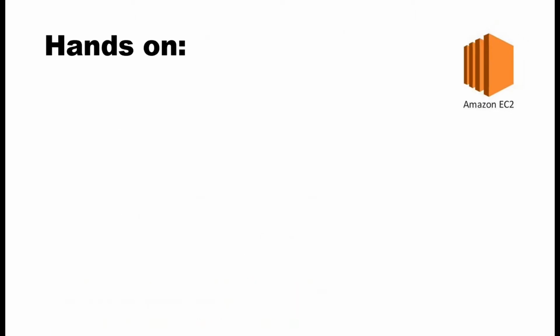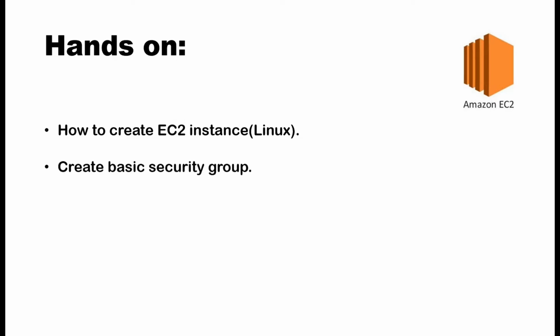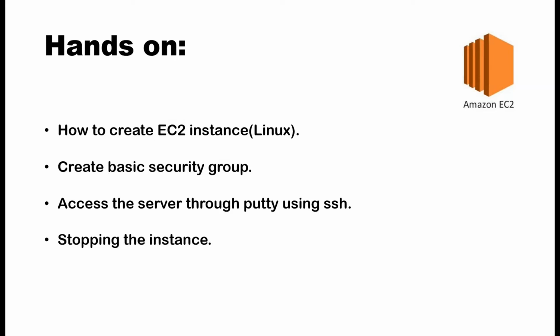So next we can go with the hands-on. In the hands-on we are going to see how to create an EC2 instance. We are using a Linux machine now, so we are not launching a Windows machine. Then we can create the basic security group, then access the server through PuTTY using SSH, and then finally we can stop the instance. So before wasting time, let's go now.